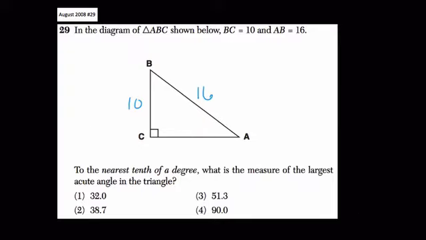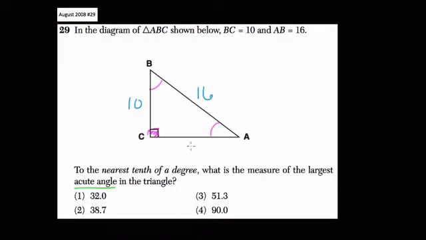So first, to find the largest angle, we should find the angle that's across from the largest side. That's not the hypotenuse, right? Because we're looking for an acute angle. An acute angle means an angle less than 90. The angle across my hypotenuse is the 90-degree angle. So we're not looking at that, we're looking at angle B and A.